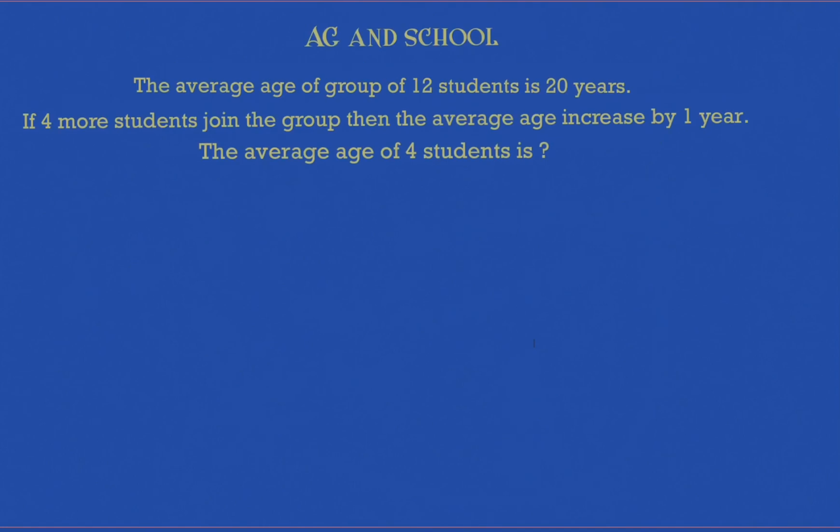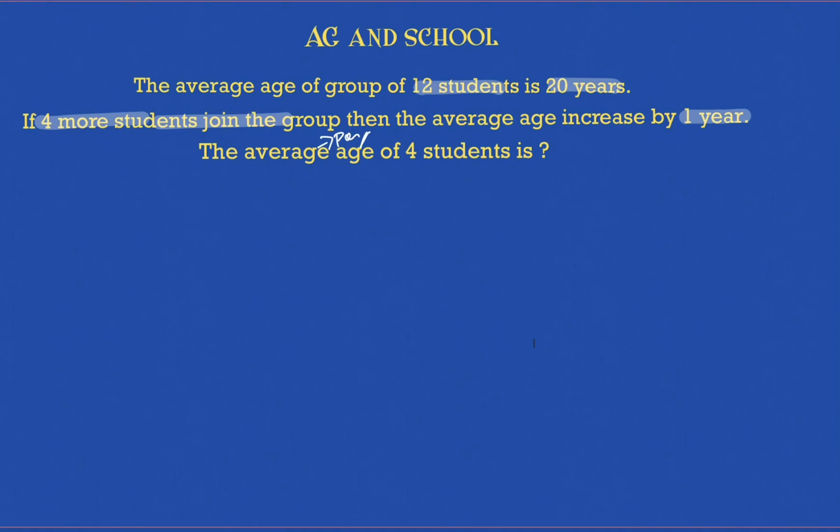Now let's see one more scenario with respect to the same problem. The average age of 12 students is 20 years. Instead of 2, 4 more students join the group, and the average age increases by 1 year. What is the average age of the 4 students? So the total age being added because of 4 students, divided by 4. Instead of dividing by 2, we'll divide by 4 because he's asking for the average, which means per student. Because of 1 student, what is the age being added?